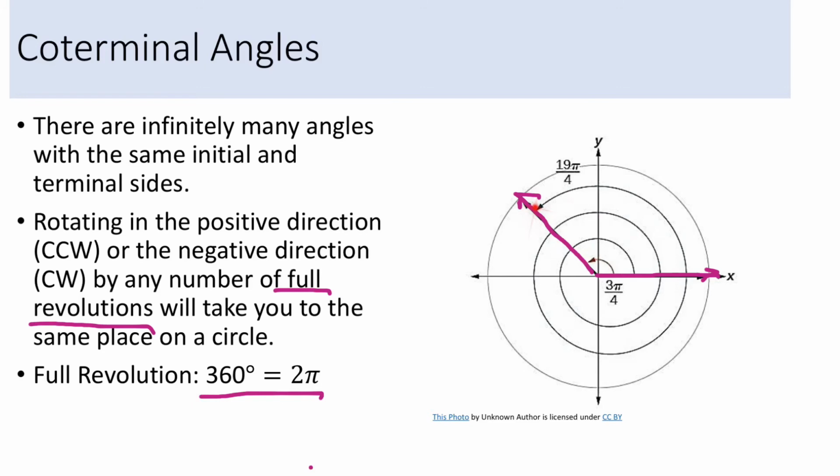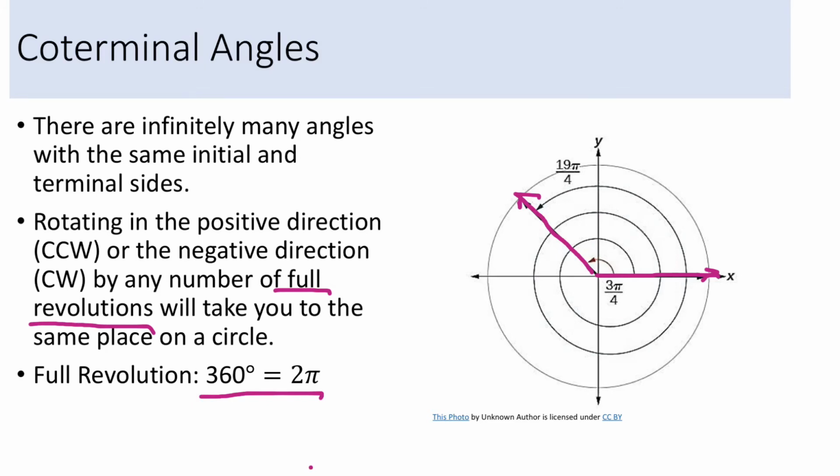Or you can go in the other direction. Let's just say you start here, you can wind up here, or you can go around multiple times and you can wind up here. You could keep going many more times and you can end up here as well. But each time I did that, I've gone multiples of full revolutions, either in the positive direction or the negative direction.